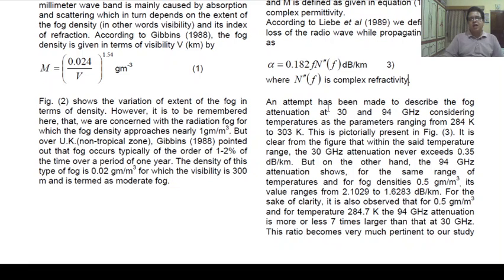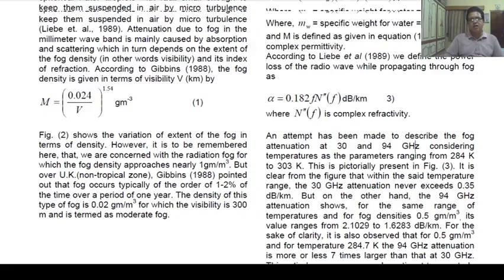An attempt has been made to describe the fog attenuation at 30 and 94 GHz, considering temperature as the parameter, ranging from 284 K to 30 K. This is presented pictorially in figure 3. It is clear that within the set temperature range, figure 3.